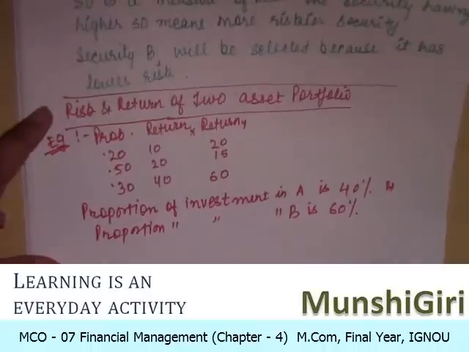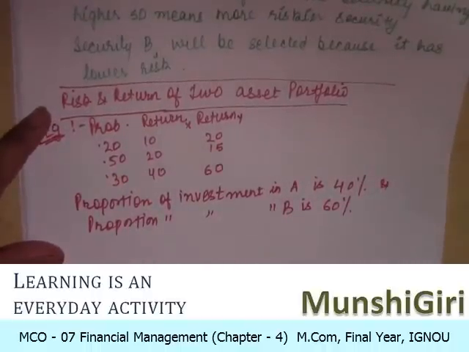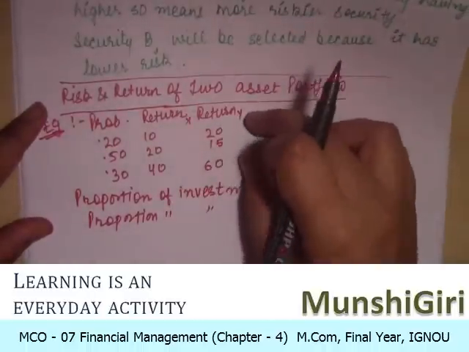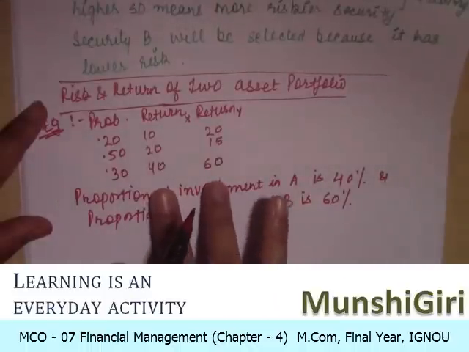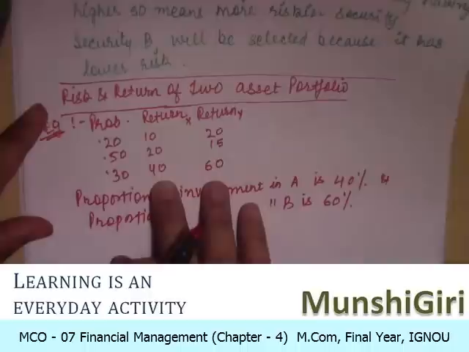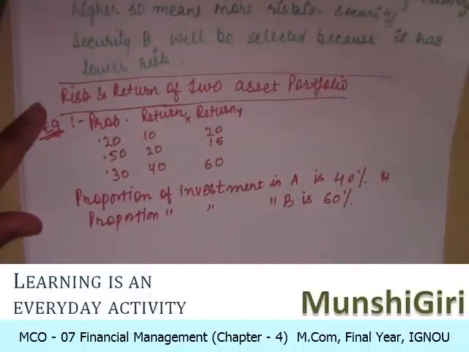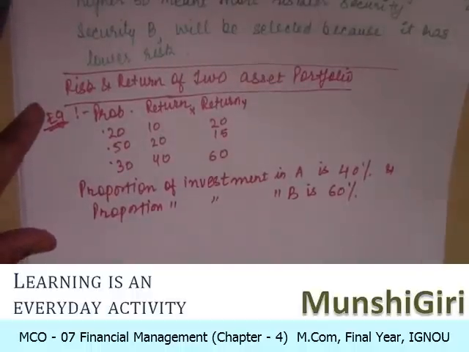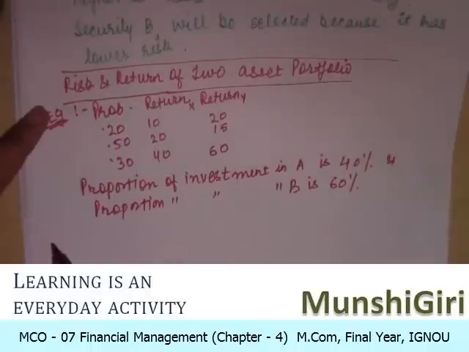Now how will you go about solving this? You have to calculate the risk and return in this case. That is not the risk of individual securities but the risk of the portfolio consisting of these two stocks X and Y. We have to calculate the overall risk and the overall return of the portfolio.